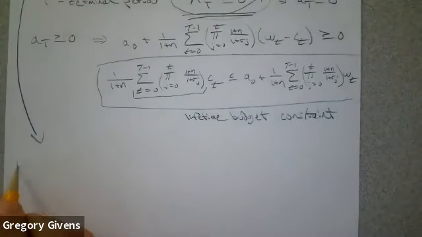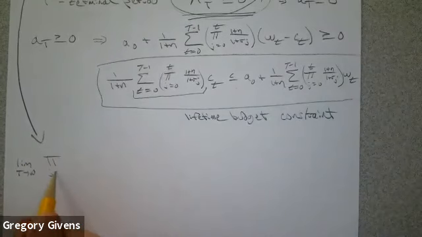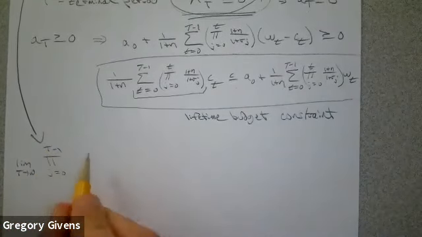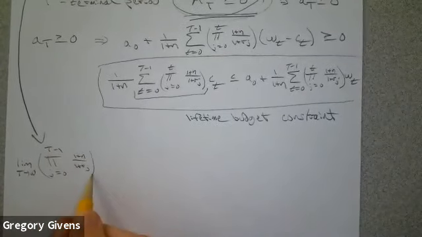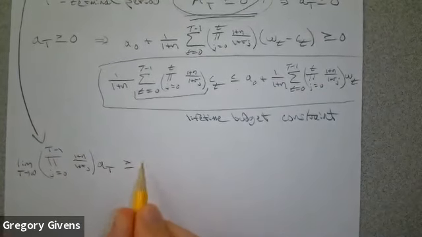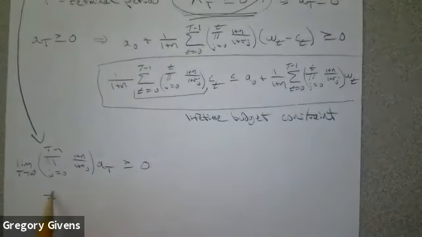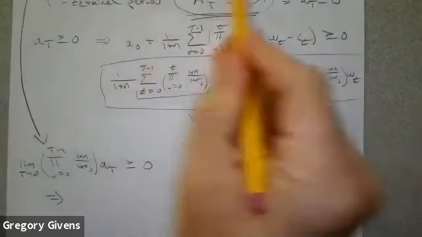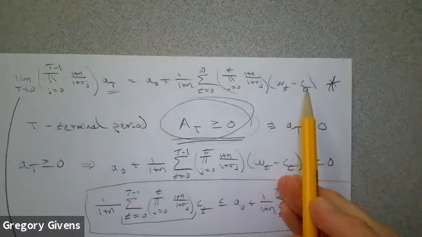If we assume that the limit as capital T approaches infinity of the product from j equals 0 to capital T minus 1 of (1 plus n) over (1 plus r_j), times a_T, is bigger than or equal to 0, then what does that imply? That implies that the full right-hand side is bigger than or equal to 0, right?